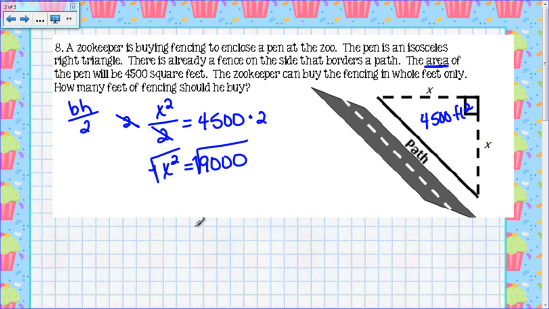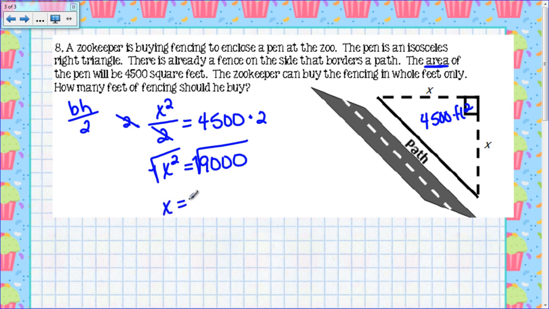And this time, when I take the square root of both sides, we're only going to take the positive value because the negative value doesn't make any sense here. We're talking about how many feet of fencing he needs. You can't have negative feet of fencing. You can only have the positive value. So all we care about this time is the positive. You don't have to do the plus or minus because this is a real world actual situation. So the positive value only.